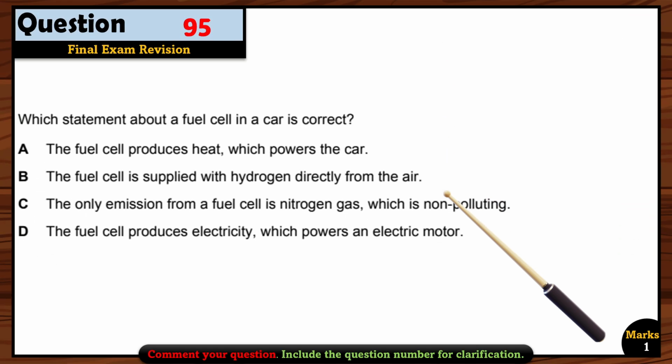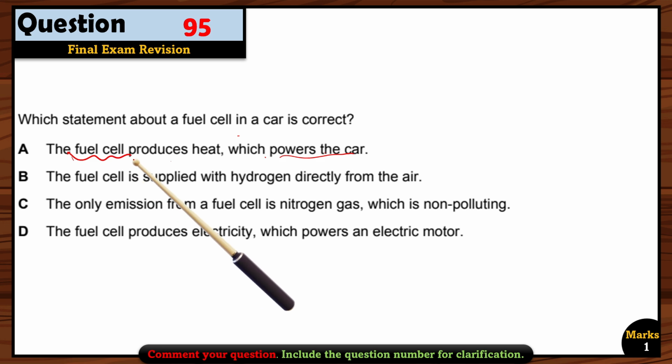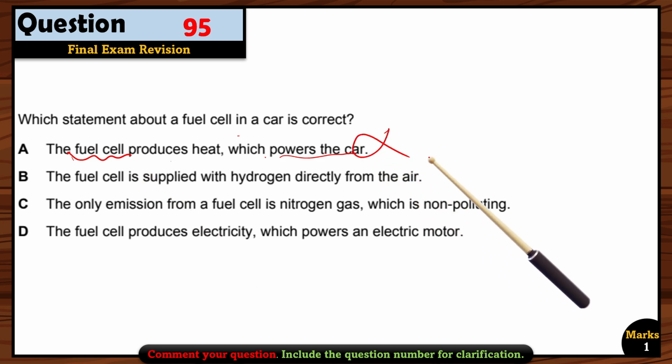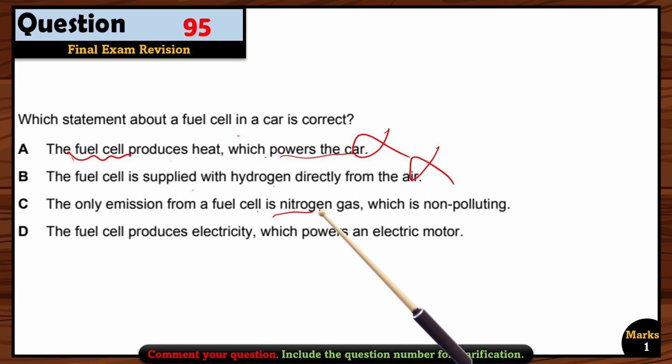Question number 95. Which statement about a fuel cell in a car is correct? The fuel cell produces heat which powers the car. The hydrogen produces the heat, but the fuel cell actually generates electricity. It does not produce heat. So it's not the heat that is powering the car. It's actually the electricity that is powering the cars, okay? The fuel cell is supplied with hydrogen directly from the air. That's wrong. We are not getting hydrogen from the air. The only emission from a fuel cell is nitrogen gas. That's wrong. From a fuel cell, it's actually water, okay?